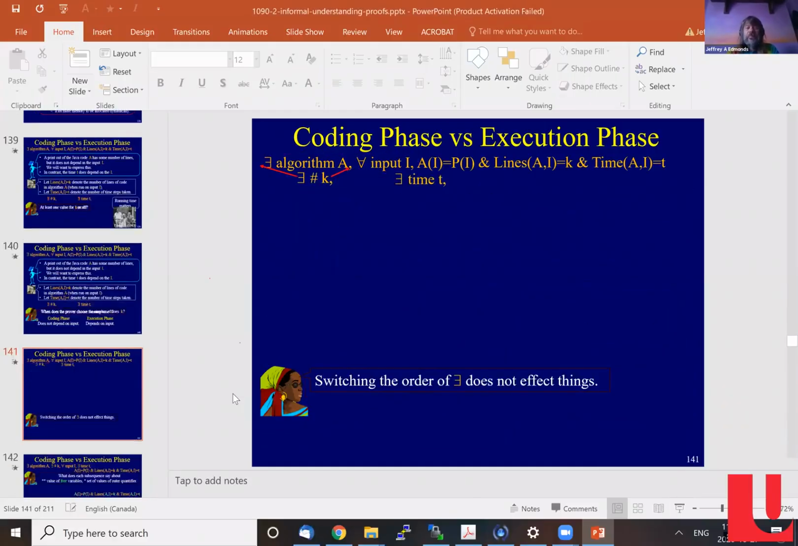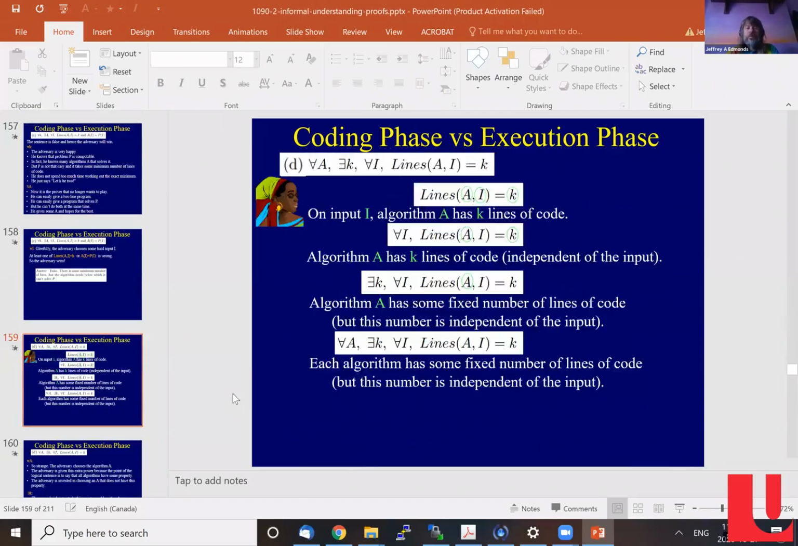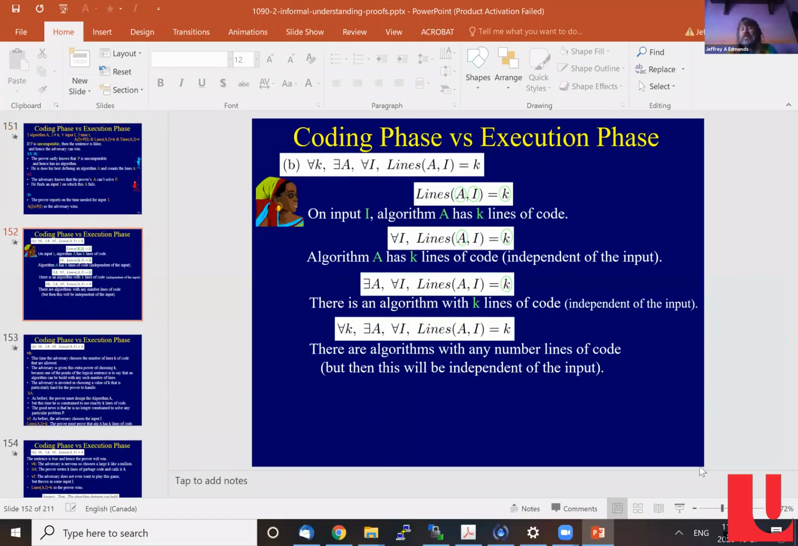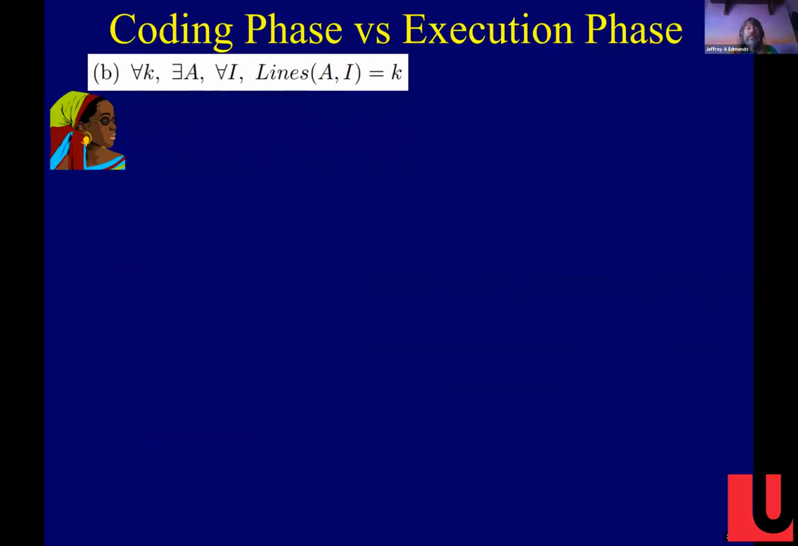Let's move forward to B. This one, we started talking about casually, but we didn't really cover it. So let's do this example. This is what I want people to understand. The reason I'm teaching this course is so that people can look at a sentence like this and know what it means. And so let's use this method of going from inner to outer.